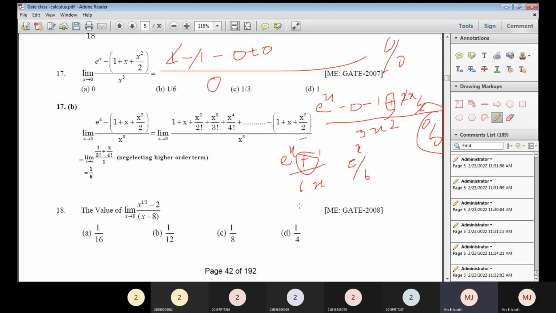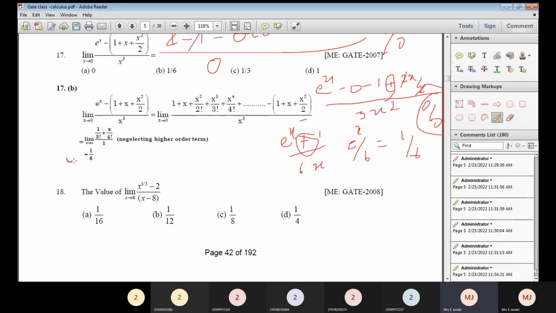The differentiation value of 6x becomes 6. So now I'm substituting x tends to 0, we are getting e power 0 is 1, so 1 by 6. The option is B.